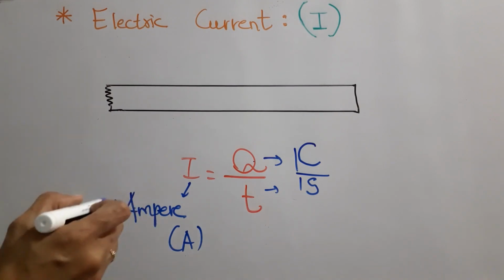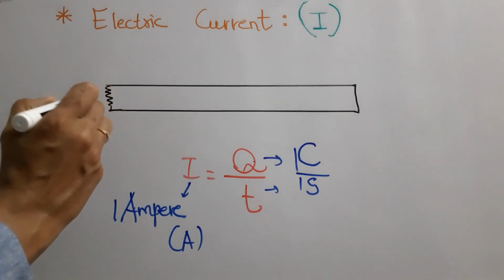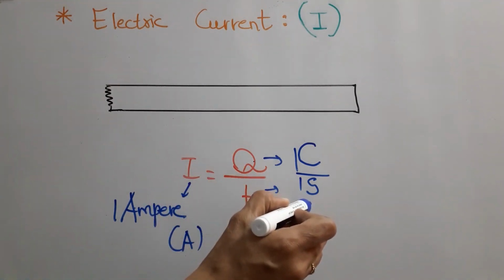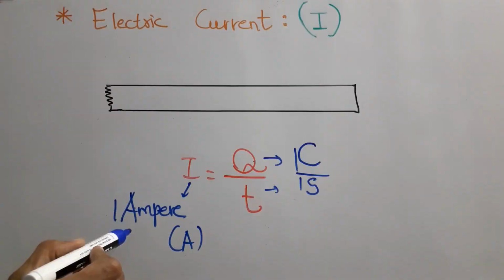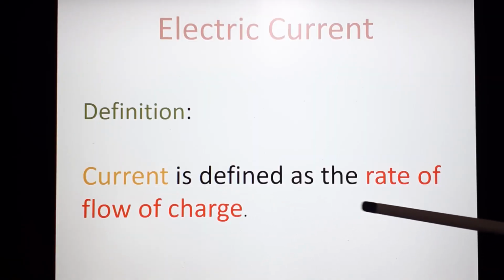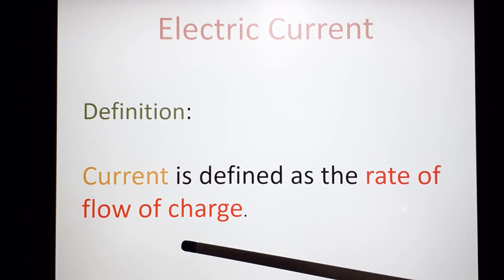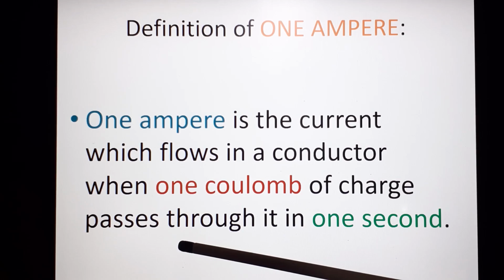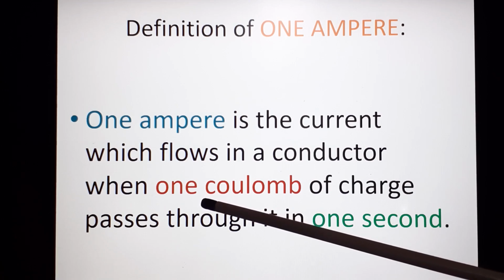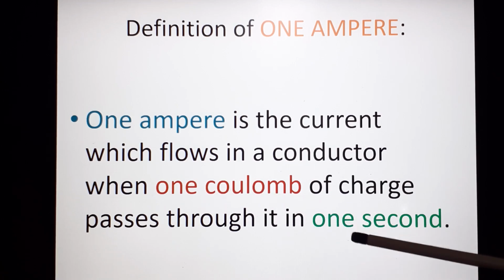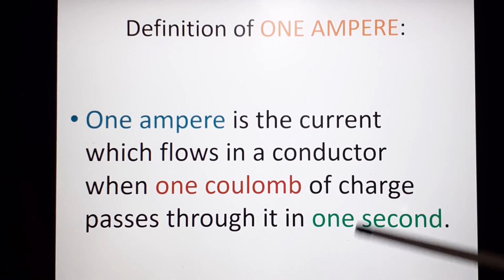Now let's define the unit 1 ampere. When 1 coulomb charge flows through the cross section of the wire in time 1 second, then current flowing through the wire is equal to 1 ampere. So definition is current is defined as the rate of flow of charge. That is how much charge is flowing in 1 second. And 1 ampere definition is 1 ampere is the current which flows when 1 coulomb of charge passes through cross section of that conductor in 1 second.